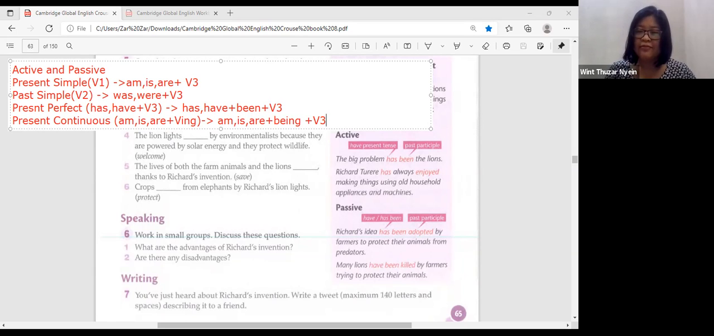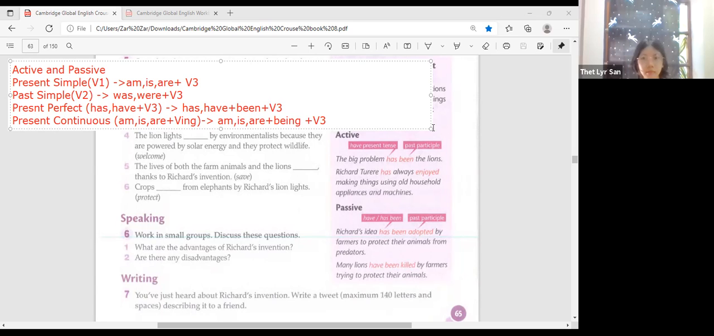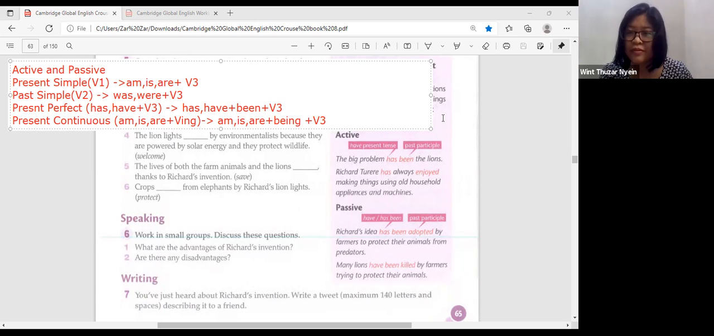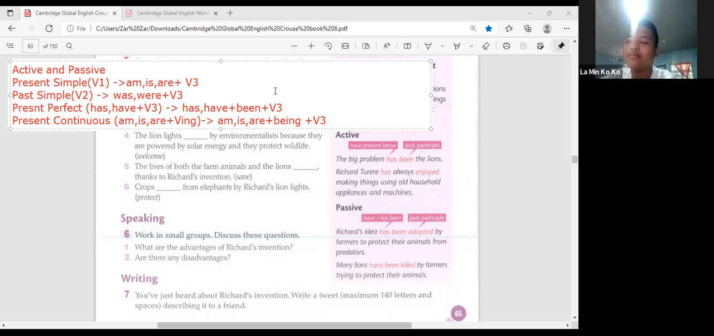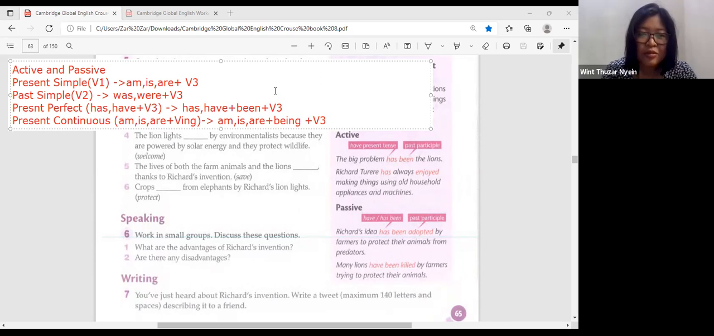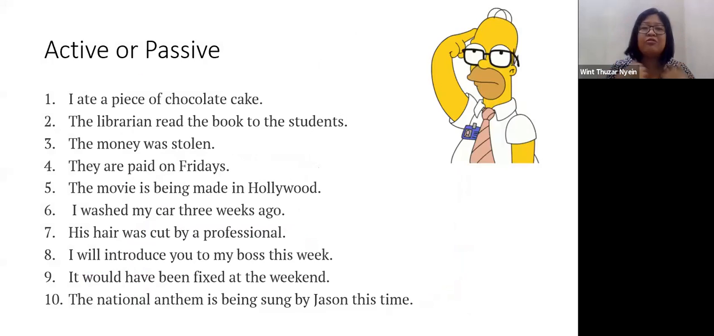Do you remember the pattern? Yes. Okay. Yes, teacher. Then let's see if it is passive or active.